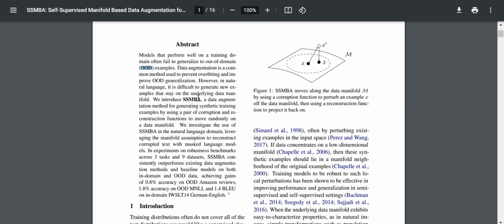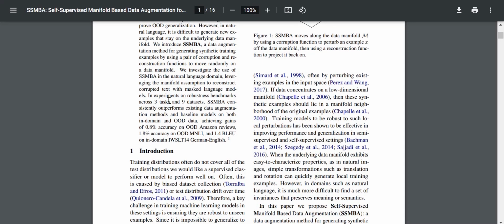We introduce SSMBA, a data augmentation method for generating synthetic training examples by using a pair of corruption and reconstruction functions to move randomly on a data manifold. We investigate the use of SSMBA in the natural language domain, leveraging the manifold assumption to reconstruct corrupted text with masked language models. In experiments on robustness benchmarks across 3 tasks and 9 datasets, SSMBA consistently outperforms existing data augmentation methods and baseline models on both in-domain and out-of-domain data, achieving gains of 0.8% on out-of-domain Amazon reviews, 1.8% accuracy on out-of-domain MNLI, and 1.4 BLEU on the in-domain IWSLT14 German to English dataset.